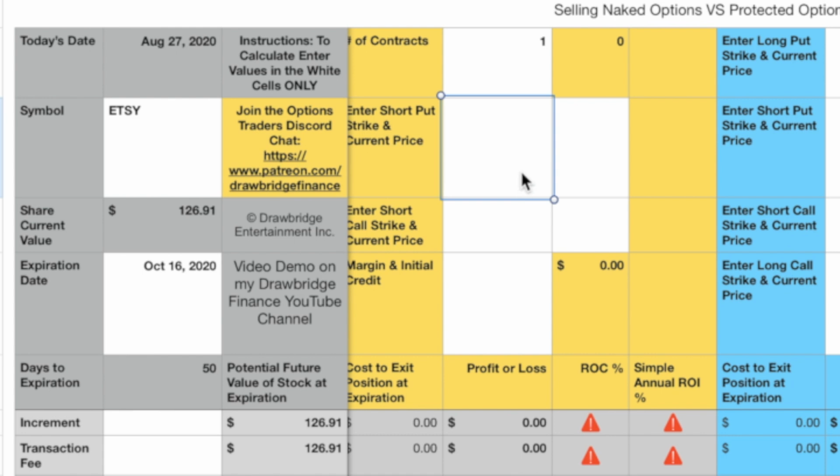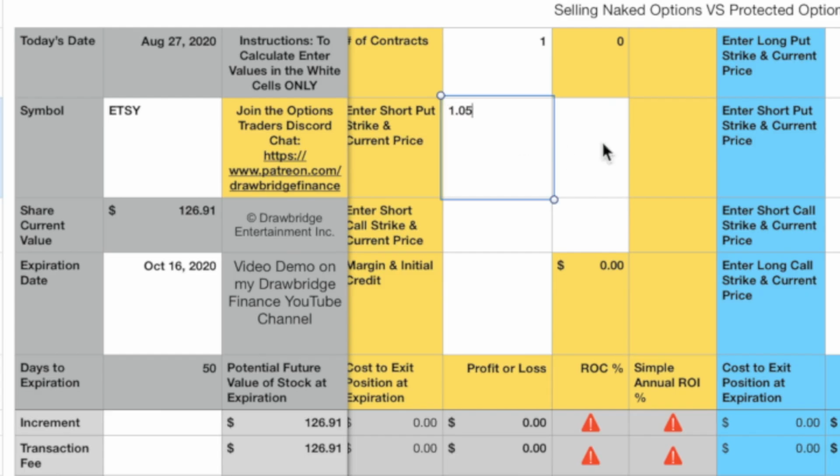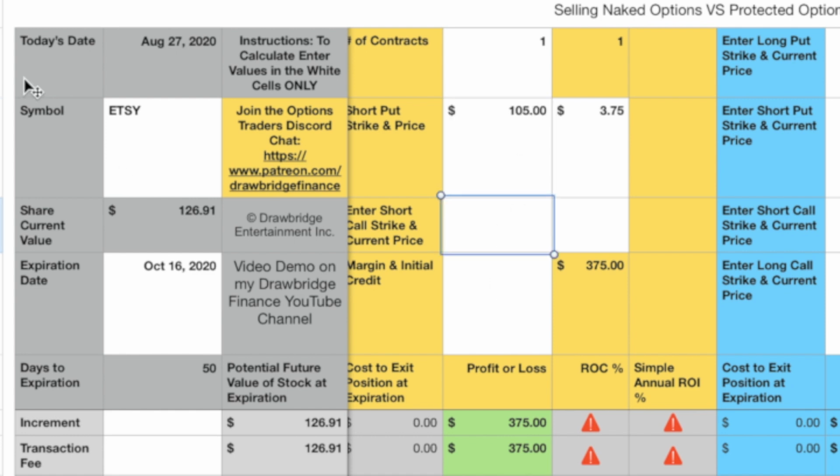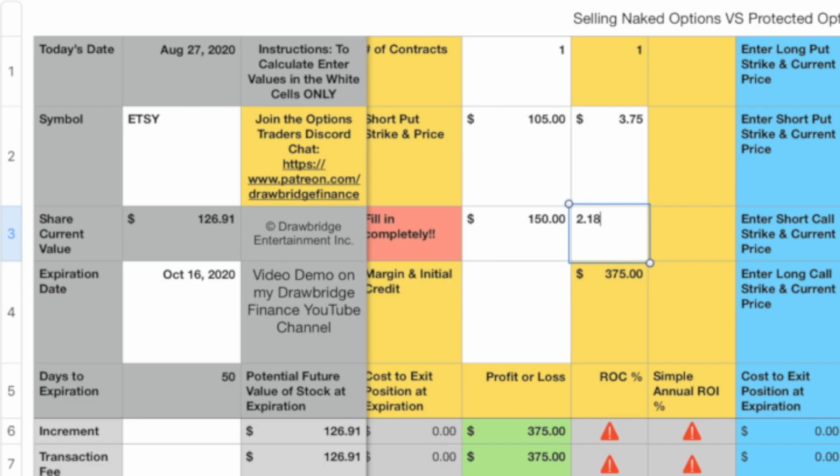We're going to enter the short strike and the put price. We'll use a mid price, so 105, and we'll say 3.75. So 105, 3.75, type this in correctly, $105. And then the short call, we're going to say 150, and it was trading, let's say, 2.18.